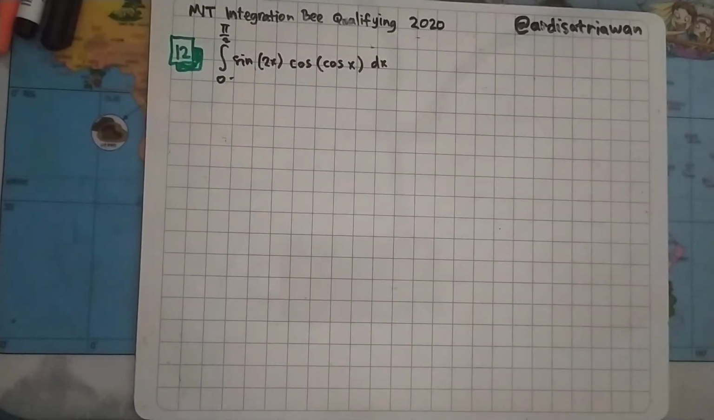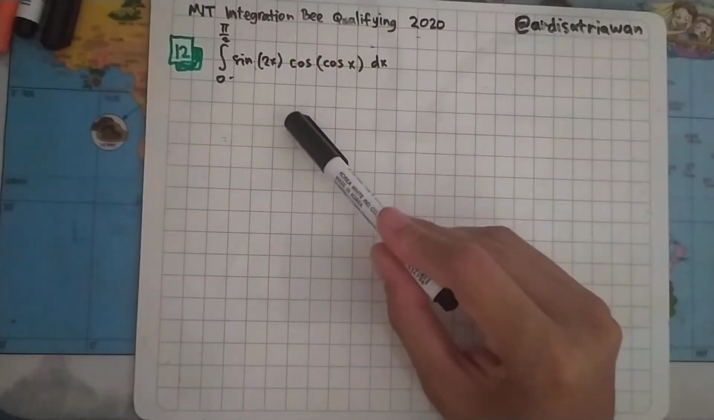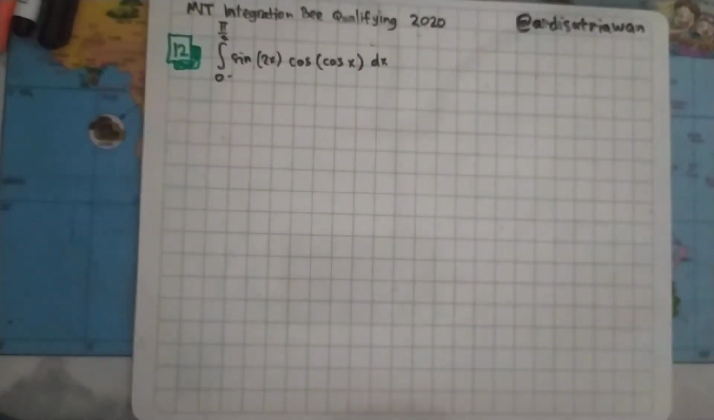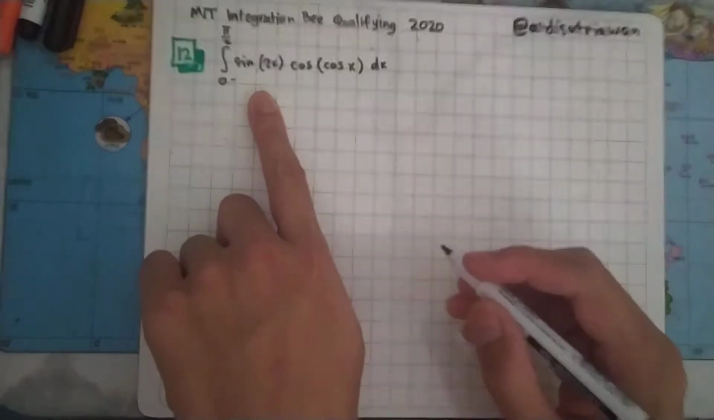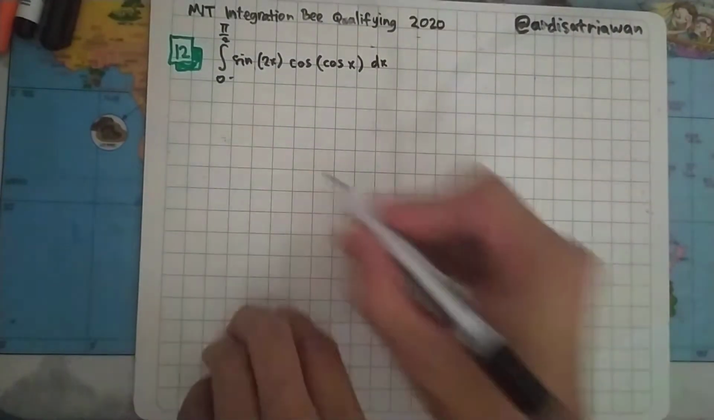Okay, now we are going to solve problem 12 from MIT Integration B qualifying, and the problem is the integral from 0 to pi over 2 of sine 2x cosine of cosine x dx. I want to simplify this expression a little bit using trigonometric identities. Here I have sine of 2x, which is equal to 2 sine x cos x.